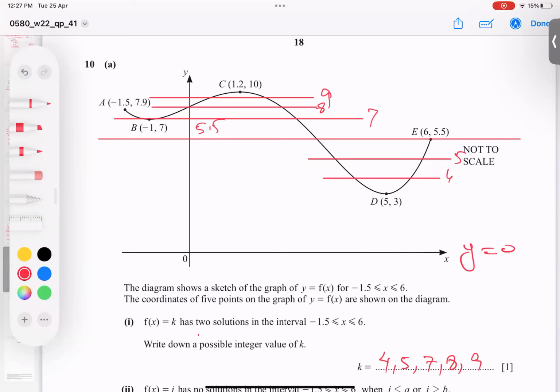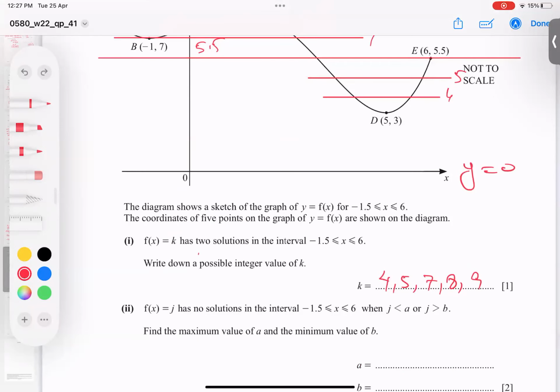I hope you got the idea. All these lines are cutting the curves at 2 points, not more. And he asked for integers. Integer means whole numbers. I hope the point is very clear. Now he changed this letter to J, and asks us to find the no solution.